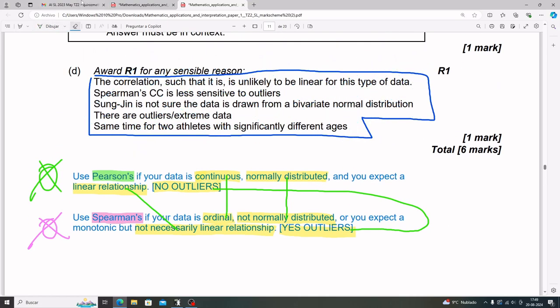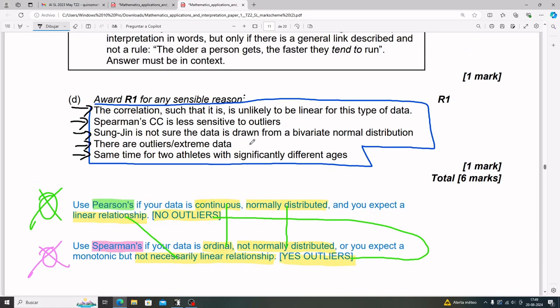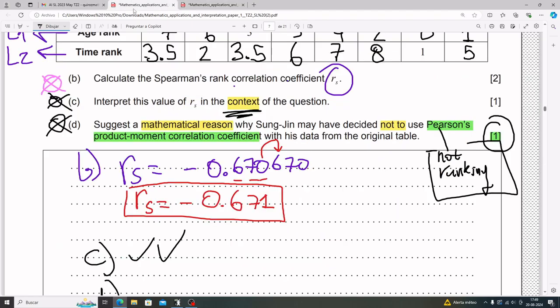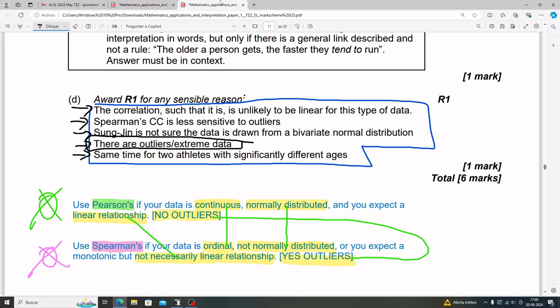Technically, they're written up here. For me, it's a little bit harder to explain it from there. That's why I made the mini summary down below. But you will notice that they touch upon the same thing. For example, there are outliers or extreme data. So that is why Sungjin might have avoided Pearson's product moment correlation, because since you have outliers and extreme data, Spearman's is going to be better.